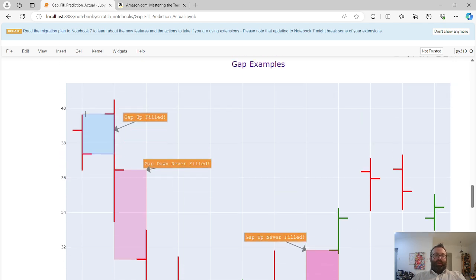Okay, so let me show you a few examples. Number one, let's say you have this day, a red candle, so the close is the smaller one, and then the day after you see that the open is higher than the close of the previous day. This means it gapped up. But as you see, the low of this candle is way below the close of the previous day. So the gap was filled.